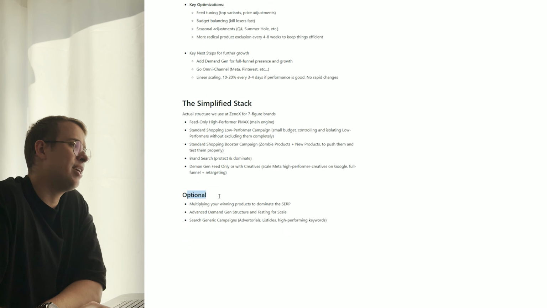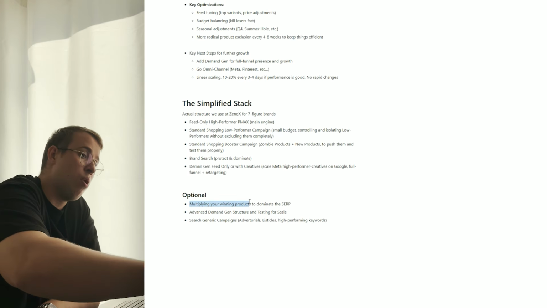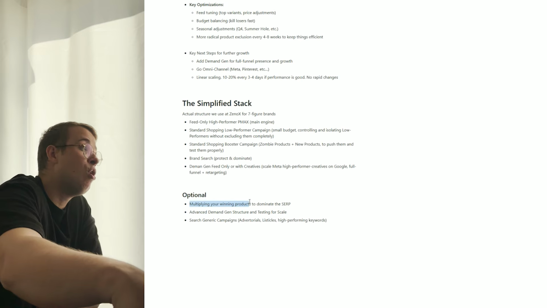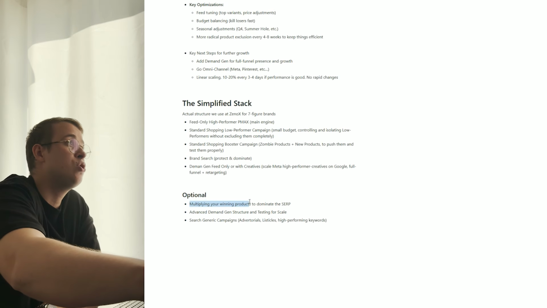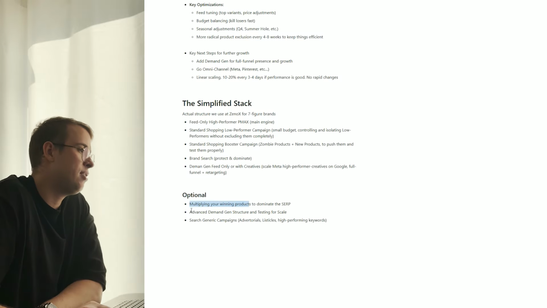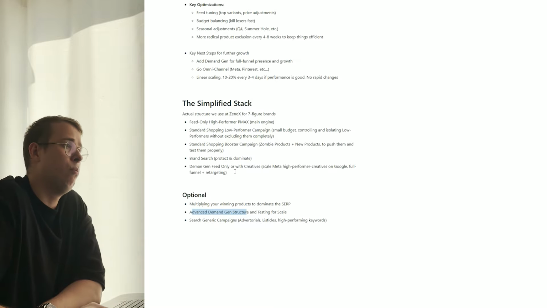And then optional, depending on the scale, depending on the niche, depending on how far you push it. There are so many things, right? Like multiplying your winning products to pop up with the same product more often within the same search, super effective, really dominating the whole listings with your winners. Then advanced demand gen structures, like I said before, you can test so much here, really push it, go for crazy scale with that once it's working.